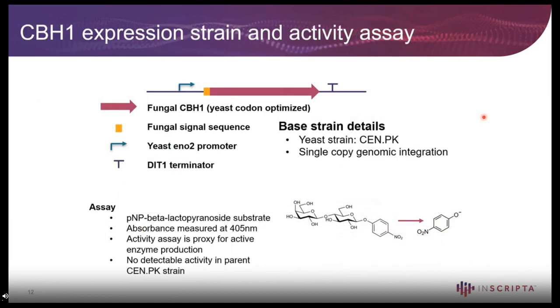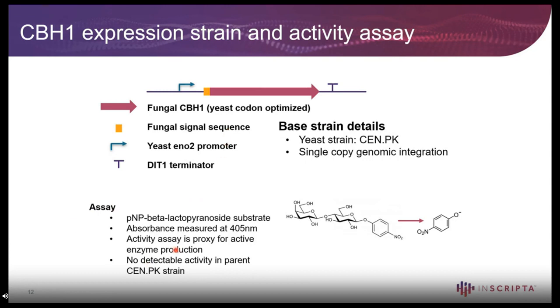So the first thing we had to do was to generate the CBH1 expression strain and develop an activity assay. So we decided to use a fungal CBH1, and we did codon optimization of that gene for expression in yeast. We used the native fungal signal sequence for that CBH1. The expression of the CBH1 is driven by a yeast ENO2 promoter, and we utilized a DIT1 terminator. As far as the base strain, it was based on the CEN.PK yeast strain, and we generated a single copy genomic integration of the CBH1 expression cassette into that strain.